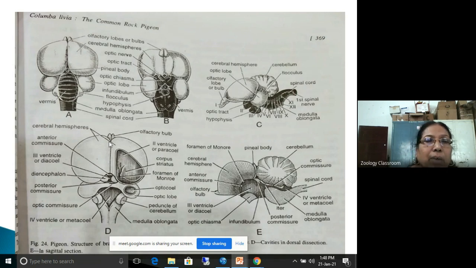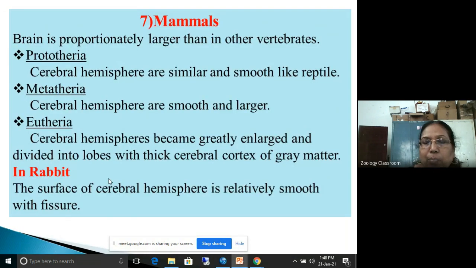Now the cavities: the lateral ventricle, then the optic lobes, then the metacele, the medulla oblongata cavity. This is the medulla oblongata, and this is the posterior commissure. This side shows the diencephalon. Then the olfactory bulb and lateral ventricle. Here the rhinocele is absent, only the lateral ventricle is present, and also the foramen of Monro and the diencephalon cavity. We will see this in the next diagram.